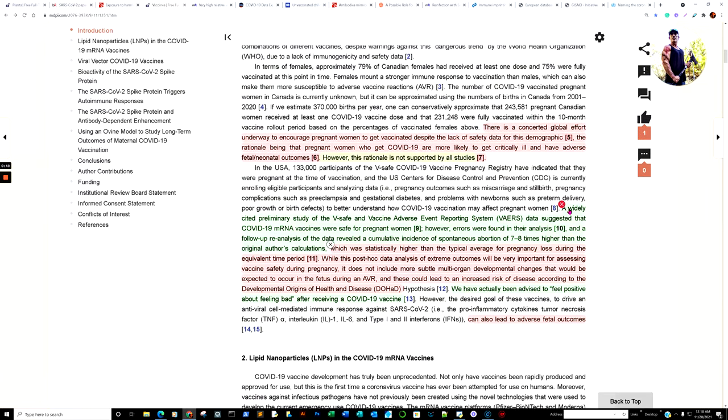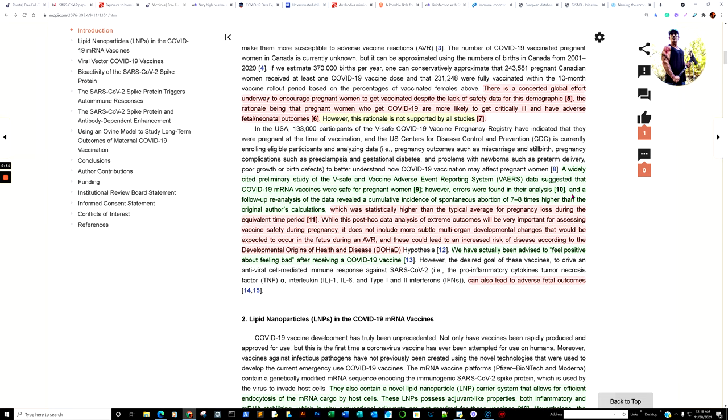To start, a widely cited preliminary study of the V-Safe and Vaccine Adverse Event Reporting System data suggested that COVID-19 mRNA vaccines were safe for pregnant women. However, errors were found in their analysis. A follow-up reanalysis of the data revealed a cumulative incidence of spontaneous abortion 7 to 8 times higher than the authors' original calculations. 7 to 8 times higher, which was statistically higher than the typical average for pregnancy loss during the equivalent time period, which we normally refer to as background rates.